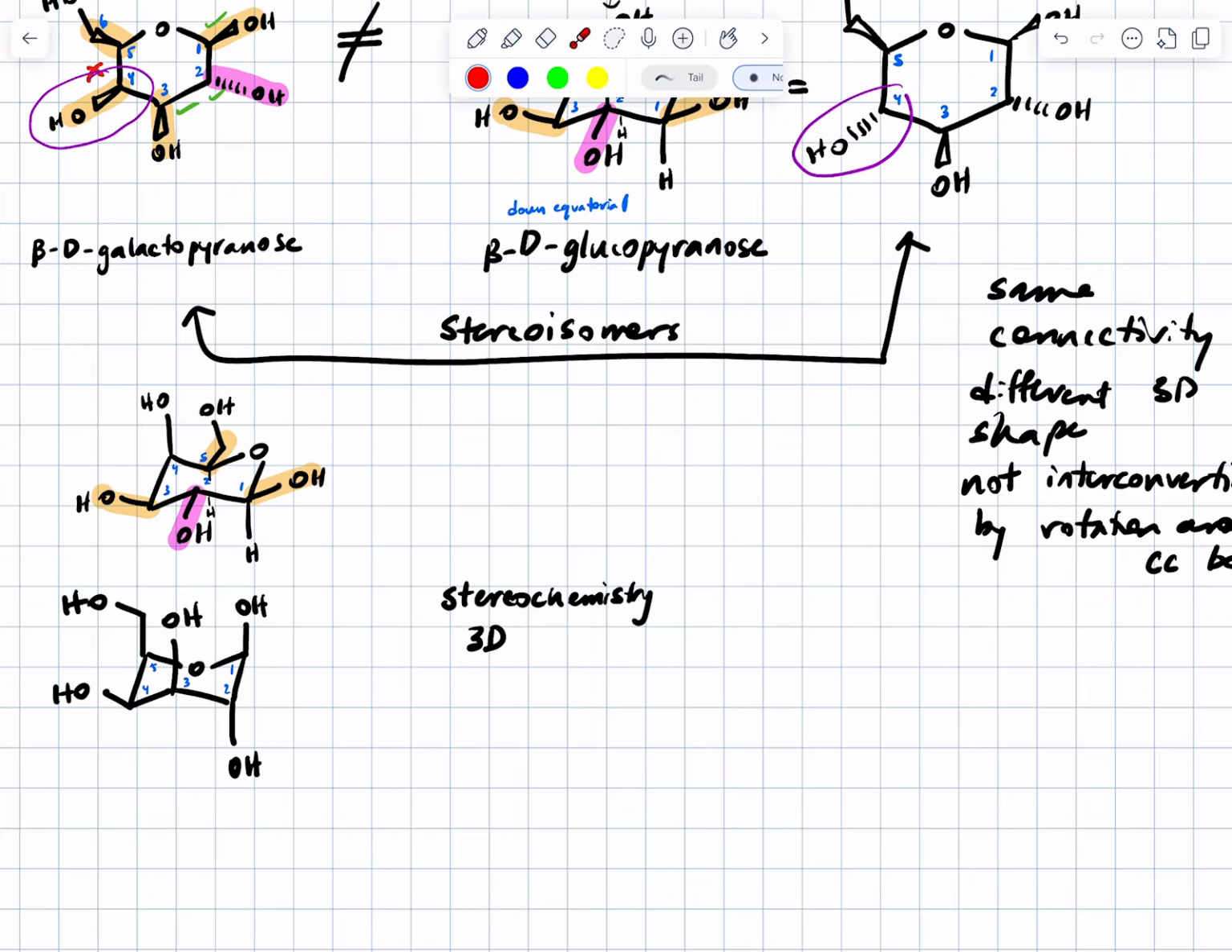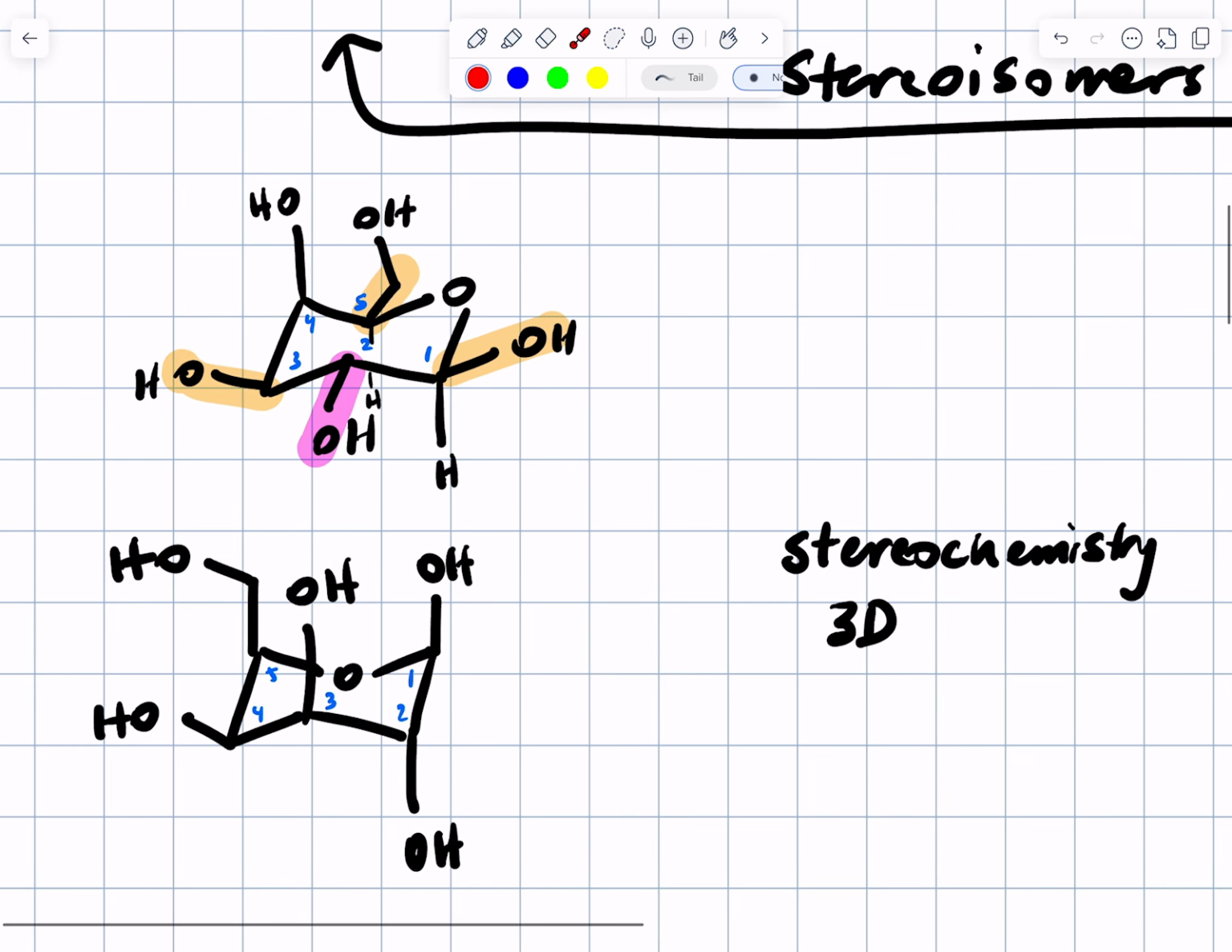Okay, so what if you had drawn this first? Go ahead. Does it matter at which point you put the oxygen in the chair? Yes and no. When a chair flips, axial substituents become equatorial, and equatorial substituents become axial, but up substituents stay up and down substituents stay down.